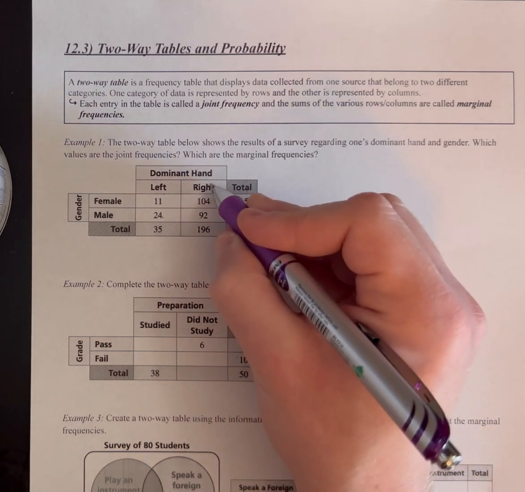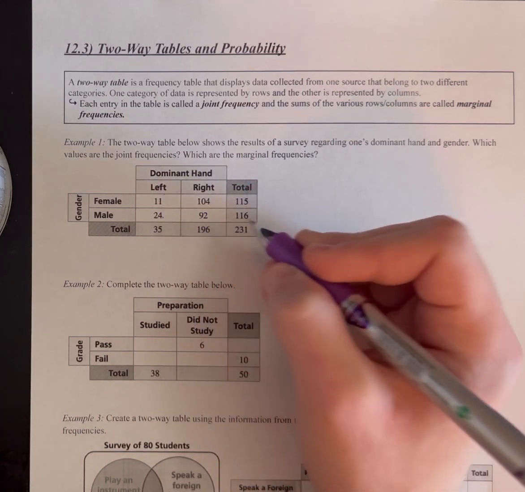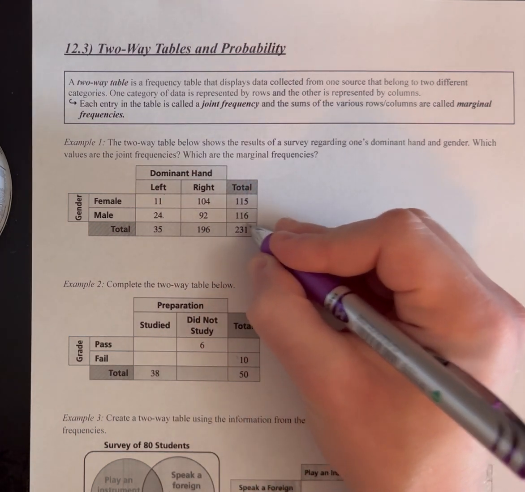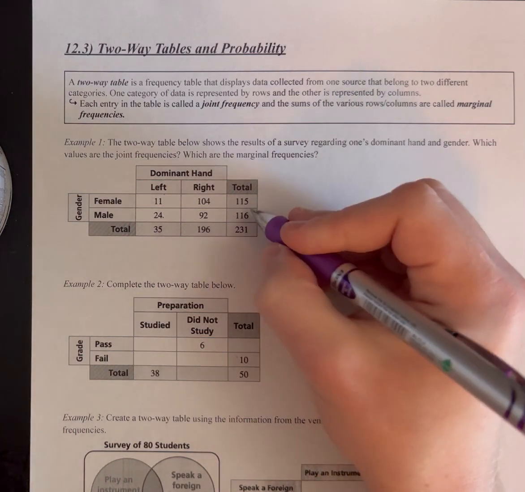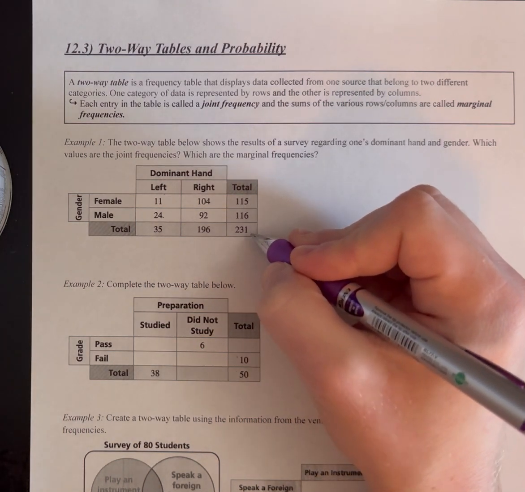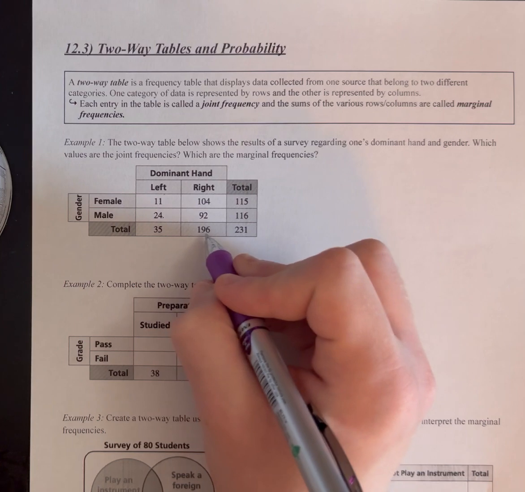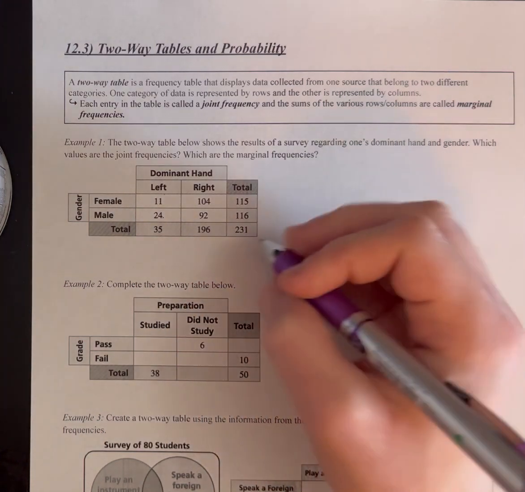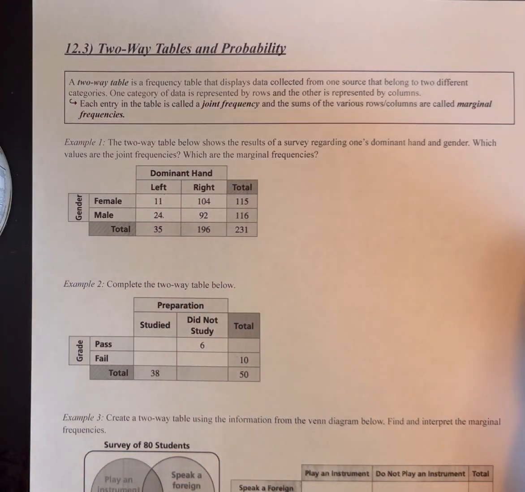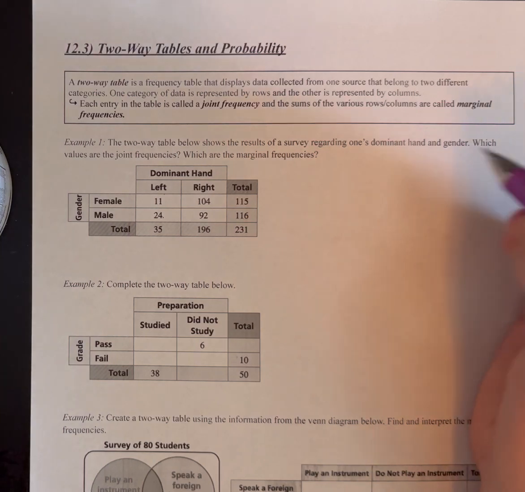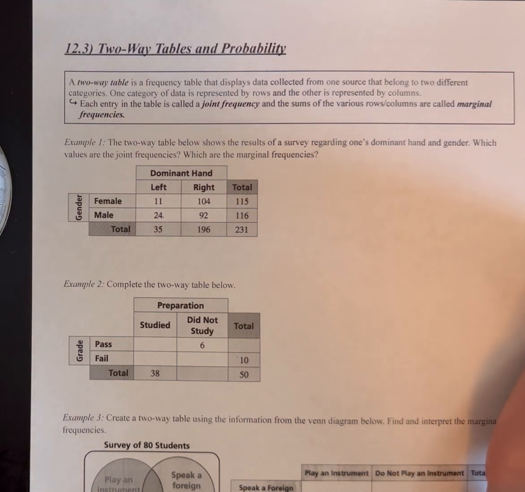And then right here, right hand dominant total is 196. And then this number all the way here at the bottom right is just the total of everyone. All men and women added up, 231. All left-handed, right-hand dominant people added up, 231. It's just how many people they studied in this survey or whatever regarding one's dominant hand and gender.